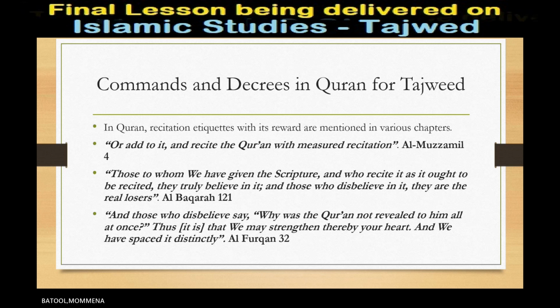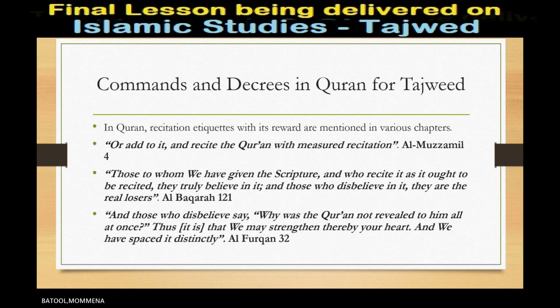This did not happen because Allah wanted it to be in steps. You know, when you start learning something, the knowledge is not given to you all at once. You learn it step by step. You start acting upon it. You do your activities. You learn it. In the same way, Quran was revealed in the best possible steps Allah has made. Why? So we may strengthen thereby your heart.